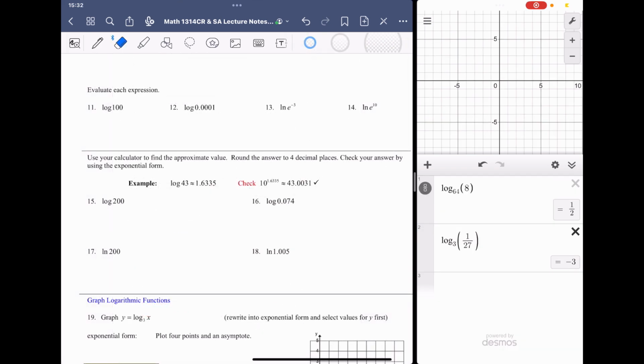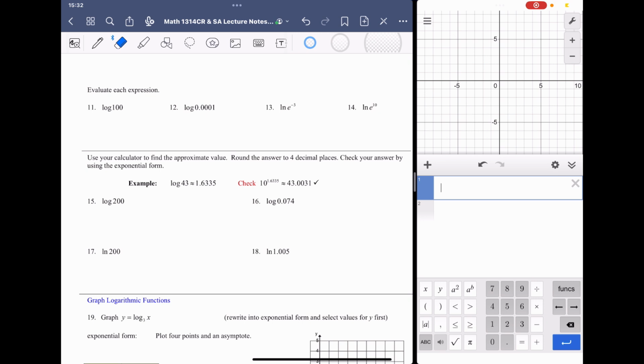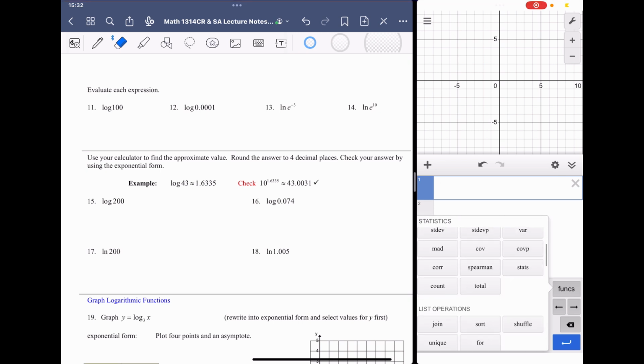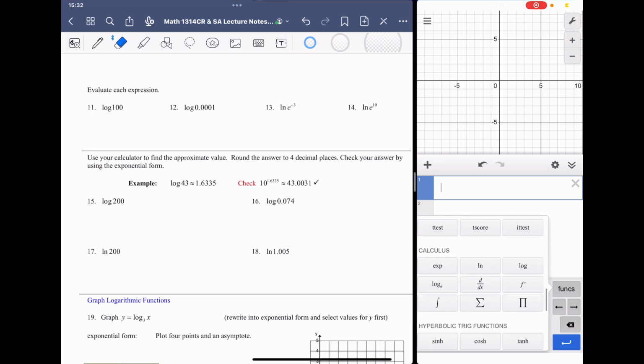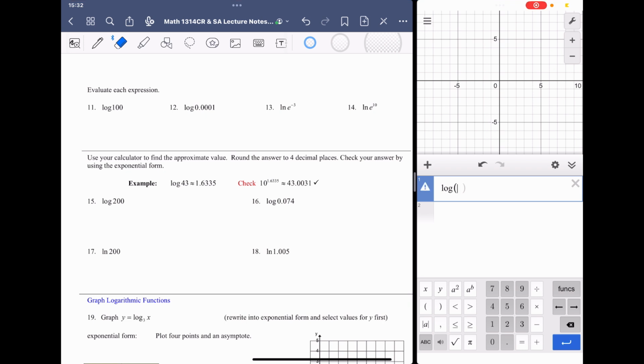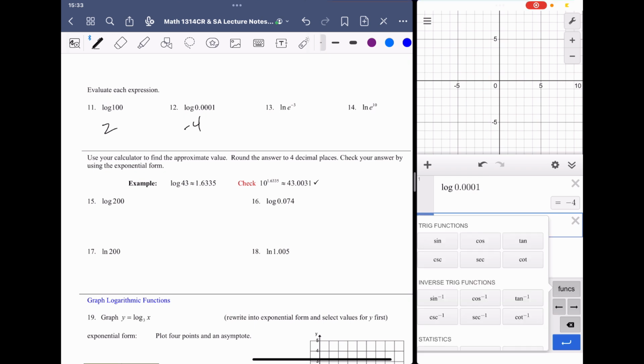The different log that we've been using is going to be the first row in calculus, all the way to the right, I believe. So it's going to be log. Log 100 is 2. Log of 0.0001, 1, 2, 3 zeros and then 1, is negative 4. Now we have an ln, so ln of e to the negative 3.